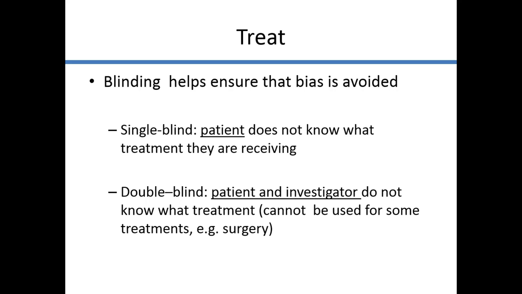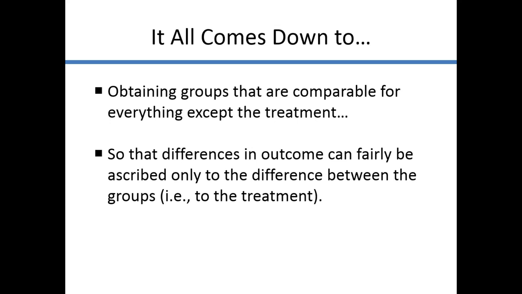Single blind, the patient does not know; double blind, patient and investigator. And double blind is really the standard. It all comes down to obtaining groups that are comparable for everything except the treatment so that differences in outcome can fairly be ascribed only to the difference between the groups. In other words, to the treatment.